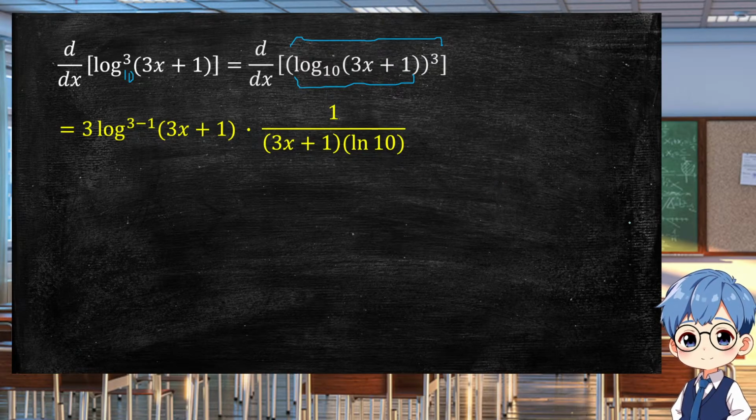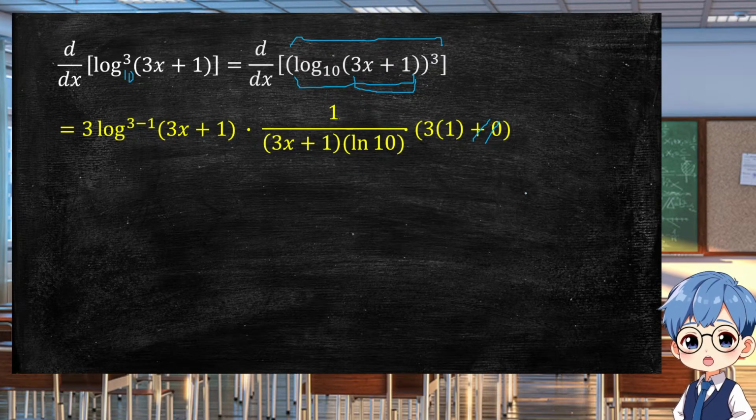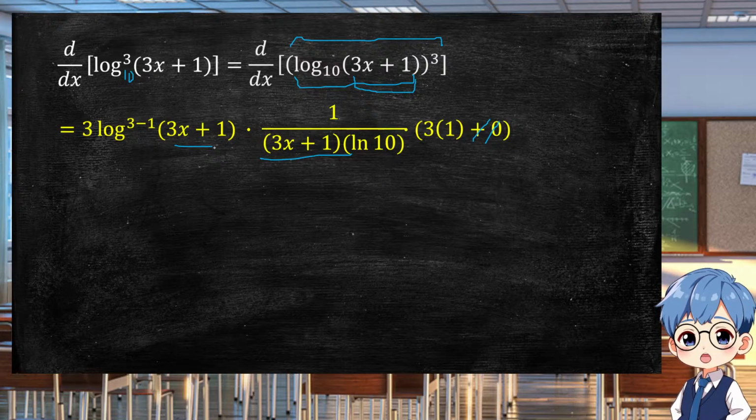Okay. So after this, we get the derivative of the argument, the innermost function. Getting the derivative of that is just 3 times 1 plus 0. So meaning this is just 3. Okay. So we simplify further. Take note, this cannot be cancelled out. It's because this is an argument, this is not an argument.